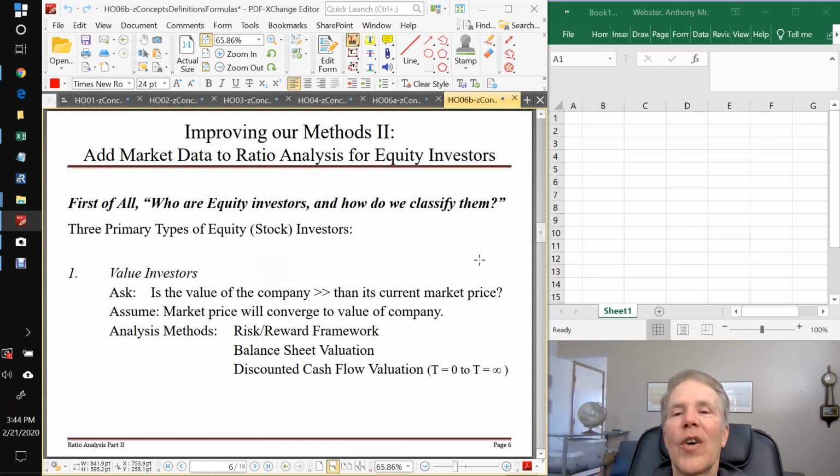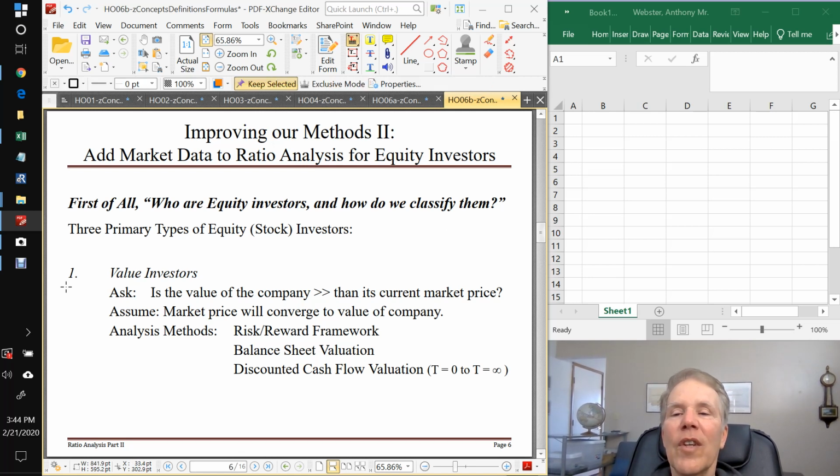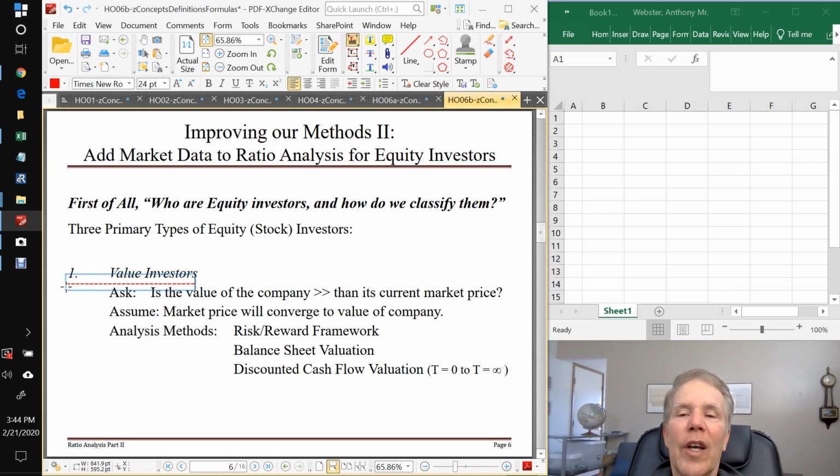All right, so then we said if we're going to add our market data, this is going to help equity investors. So we wanted to know who our equity investors are, and we looked at three major types of investors. Value investors like Warren Buffett, and they're doing their analysis with a risk-reward framework, balance sheet valuation, or DCF methods, discounted cash flow methods, which we're going to learn later on.